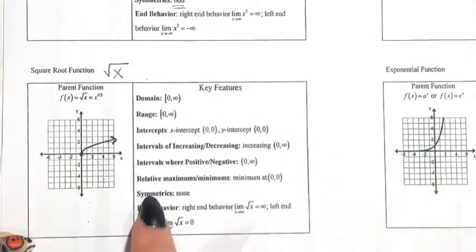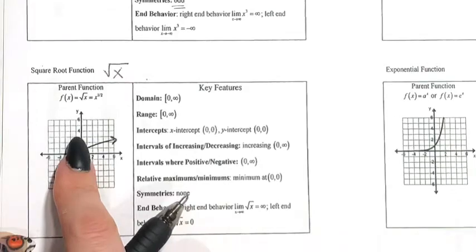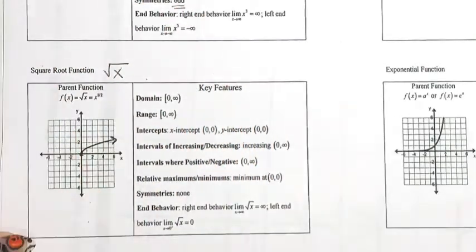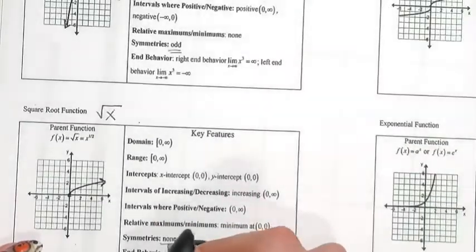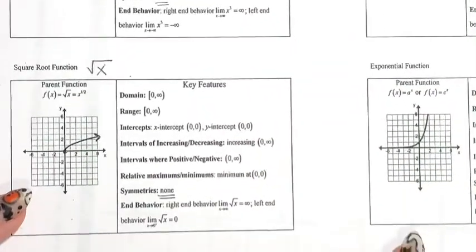And then if we skip down to symmetry, this one doesn't have any. I can't flip it over the y-axis. And if I turn it upside down, my graph's going the other direction. It's not up here where it should be if it was supposed to be symmetrical around the origin. So sometimes you will have ones that aren't symmetrical. So this one would be one of those cases where you don't have any symmetry.